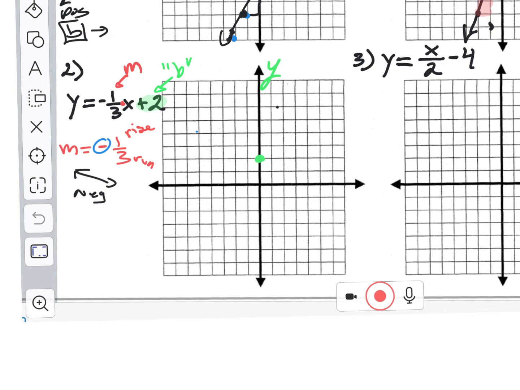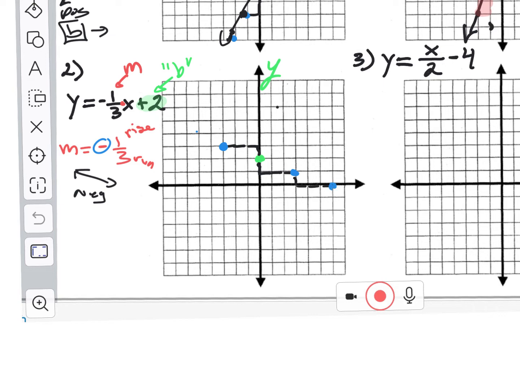So here's my y-intercept, 2. I'm going to go up 1 block, and I have to run 3 to the left so that it gives me a downhill slope. And I can also go down 1 and 3 to the right, and then down 1, 3 to the right.